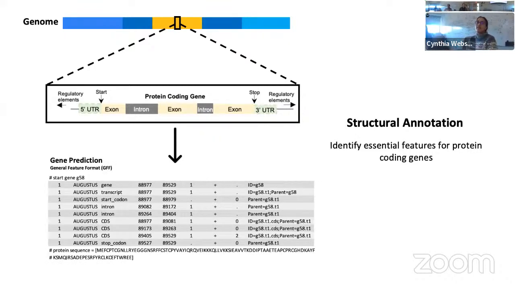Essentially, after you do structural annotation, you end up with a general feature format file, or a GFF file, which has your contig number or your chromosome number, the tool that you use for the structural annotation, as well as the gene feature, which is a gene, transcript, start or stop codon, as well as introns and coding sequences. You also have coordinates of where these regions are in the genome.